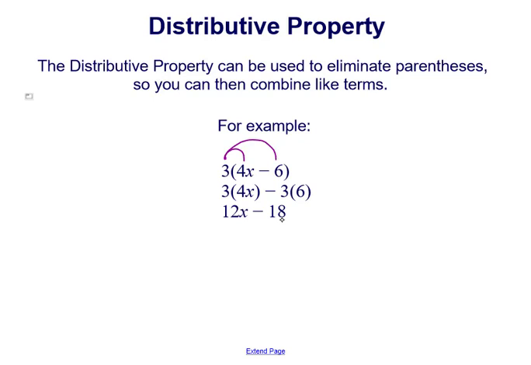So we can then combine that expression with anything else with the same like terms as either 12x or negative 18, but we can do that now since we got rid of the parentheses. So that will be very helpful in the future when you're evaluating expressions.